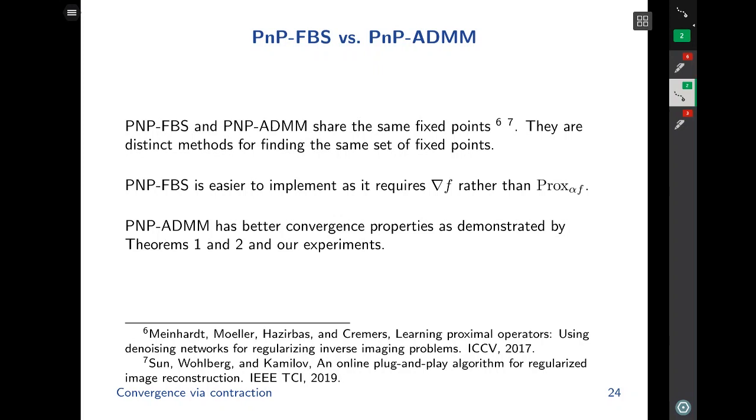fixed points. Plug-and-play forward-backward splitting is easier to implement as it requires the evaluation of the gradient of F rather than the evaluation of the proximal operator with respect to F. However, plug-and-play ADMM has better convergence properties as demonstrated by our two convergence results and our experiments.